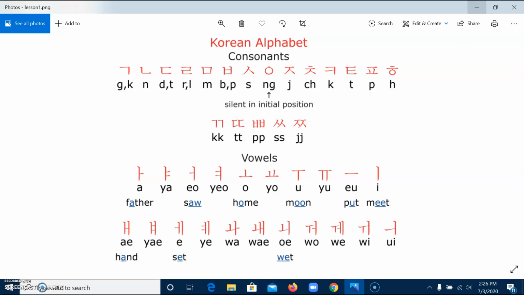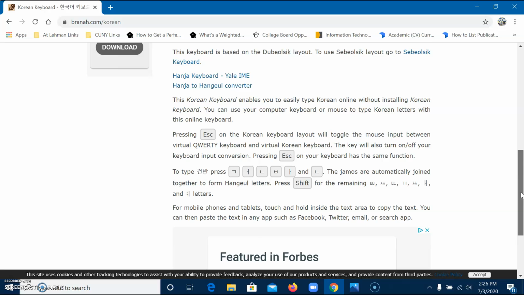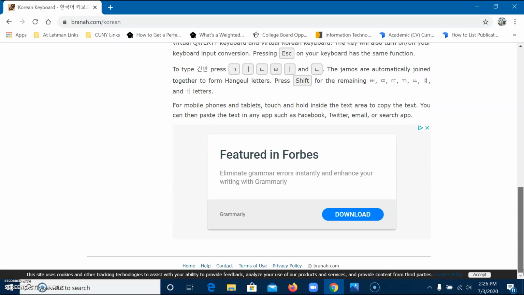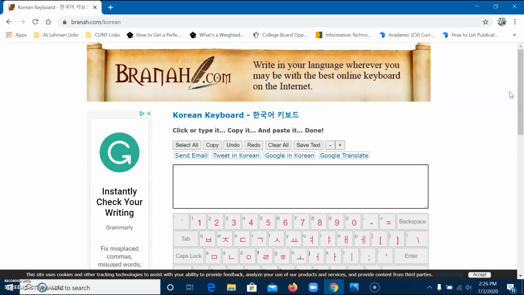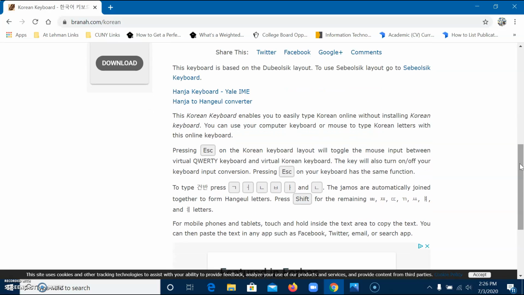So I'm going to go to a website I've been using since I was young. It's from brand.com, and they have a lot of languages you can type in. I just had fun again with the Arabic and Chinese keyboards, which are amazingly easy to use in terms of just typing. And they also give you instructions here. They tell you a little bit how to use it, similar to the American keyboard, English keyboard.